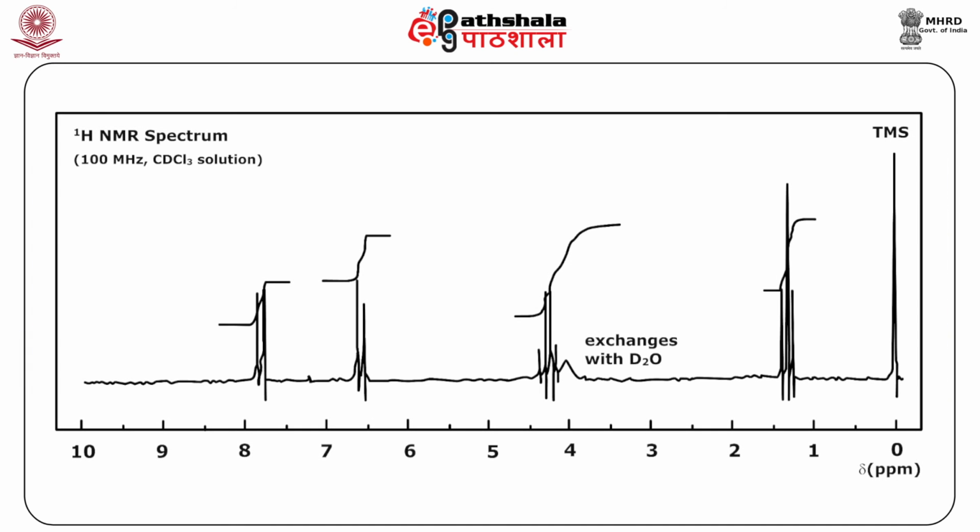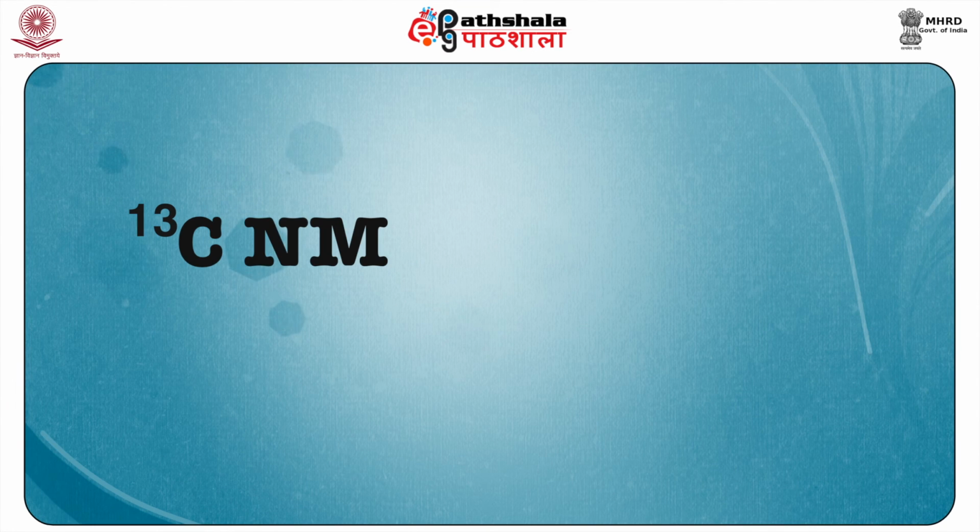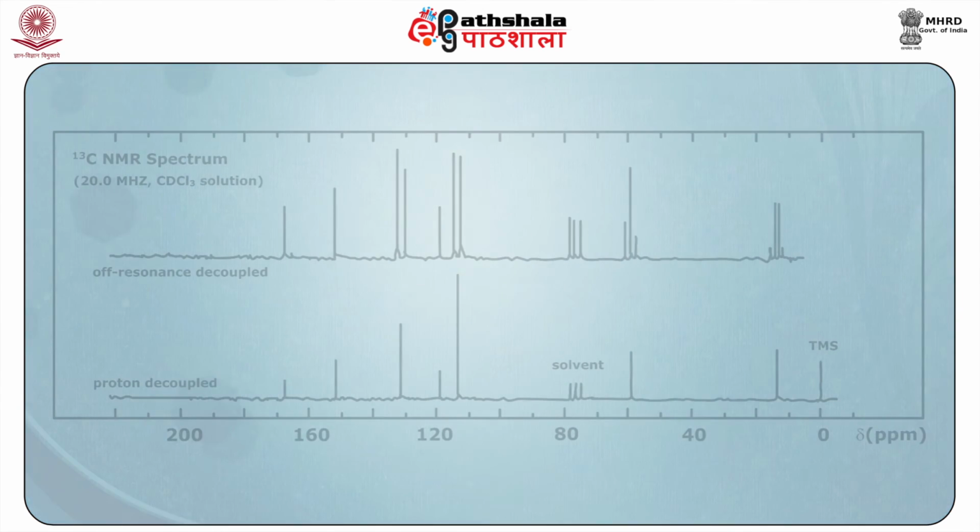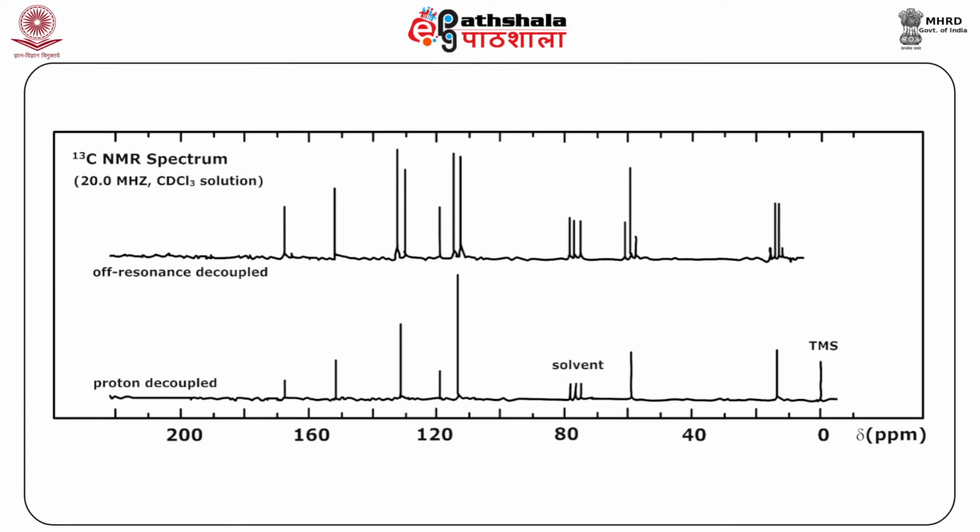The triplet and the quartet pattern is due to the presence of an ethyl group, which we have been seeing repetitively again and again in various questions, and the downfield shift of CH2 at 4.3 ppm indicates that it must be attached to a heteroatom. So this is possibly an OCH2CH3 group. Carbon-13 NMR spectrum shows the presence of 7 types of carbons in the molecule.